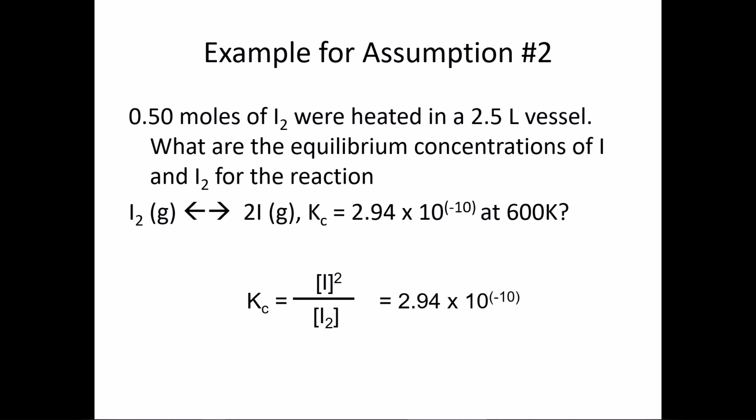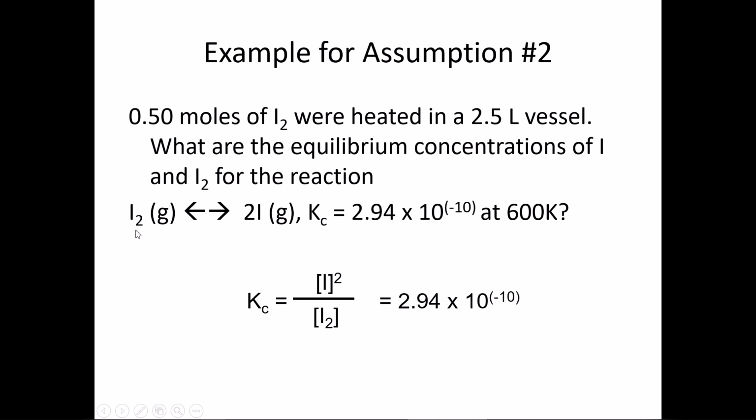Alright, our second assumption has to do with K being very small. So we're going to see what happens when our K equilibrium value is a very small number compared to our concentrations. Alright, we have 0.5 moles of I2 in a 2.5 liter vessel. What are my concentrations of I and I2 for the reaction?